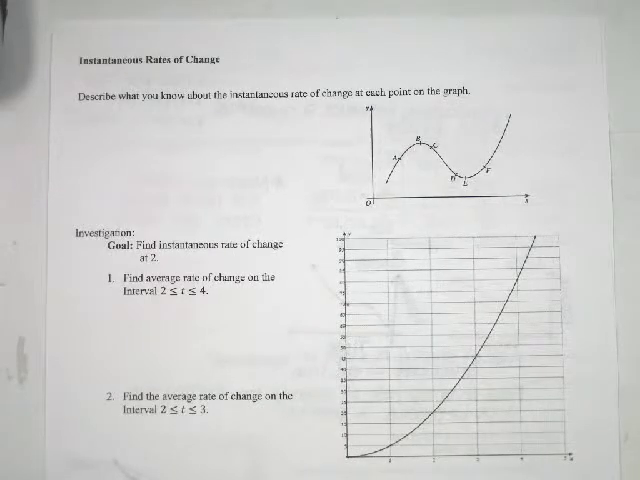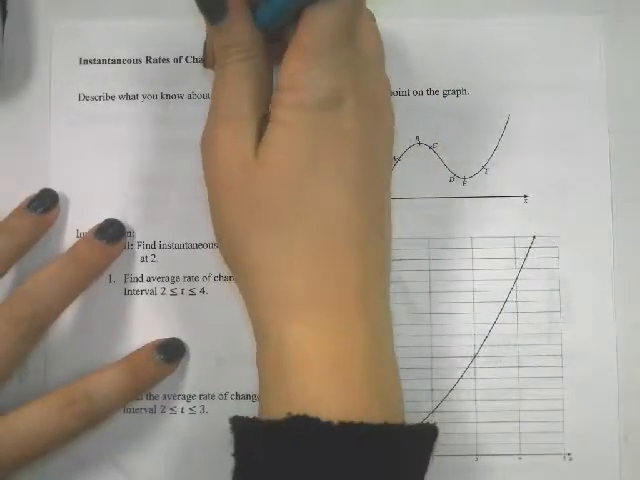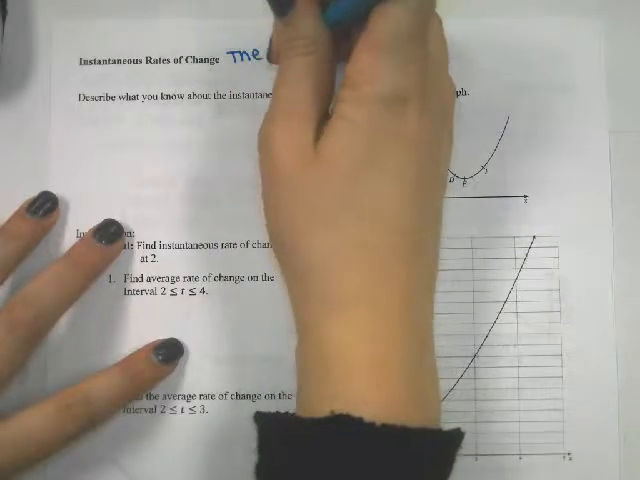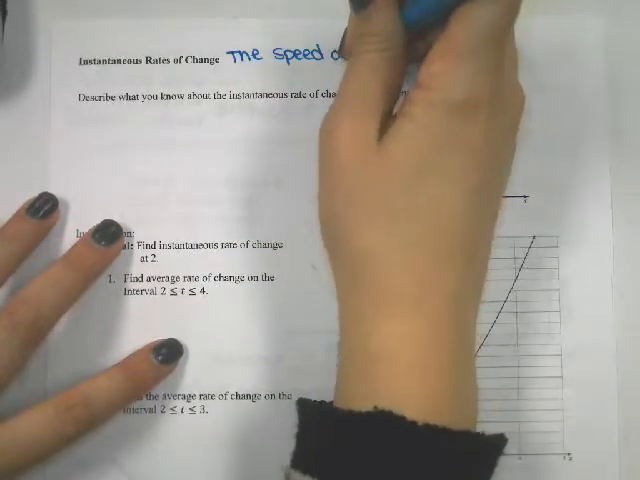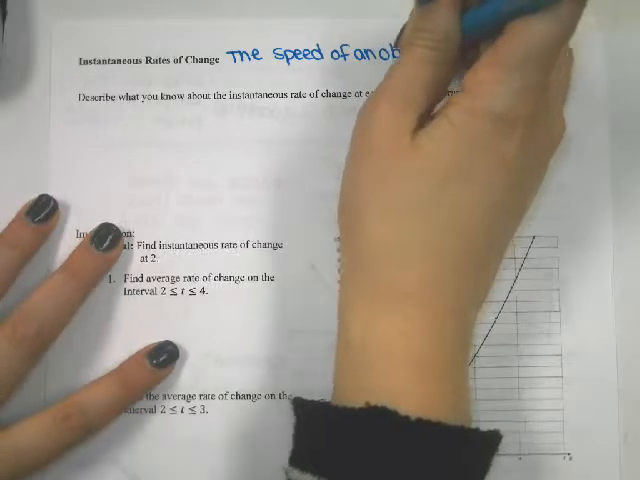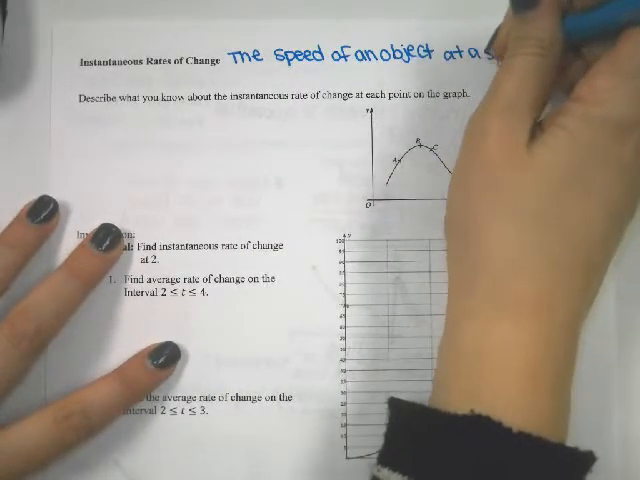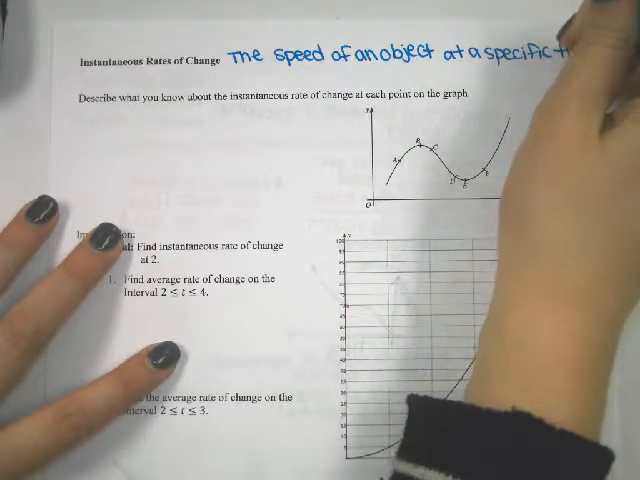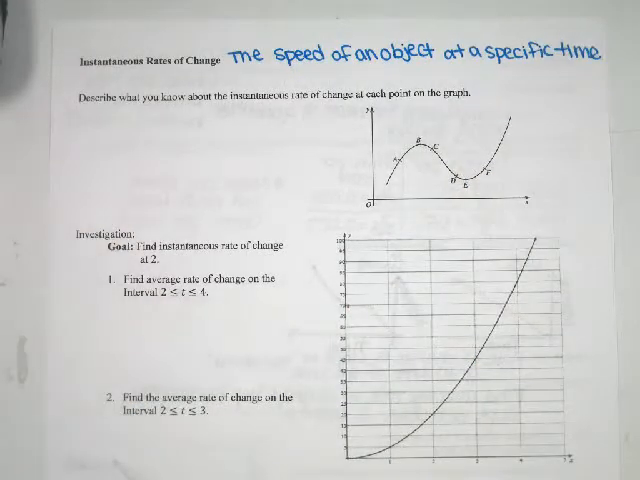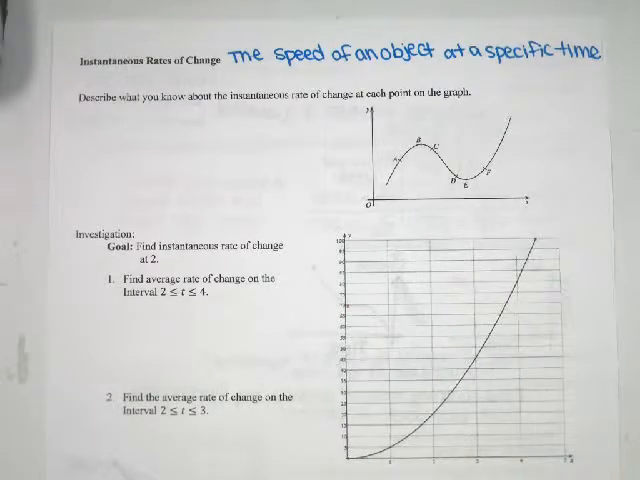So you're traveling along, and at an hour and a half, how fast are you going? Right then, like if you look at your speedometer, exactly at an hour and a half, how fast are you going? So we're not wanting to know your average rate of change for the entire trip. We're not wanting to know your average rate of change between hours 1 and 2. We want to know exactly at hour 1.5, how fast are you going? And this is the idea of an instantaneous rate of change. This is the speed of an object at a specific time. So at precisely a certain time, how fast are you going?